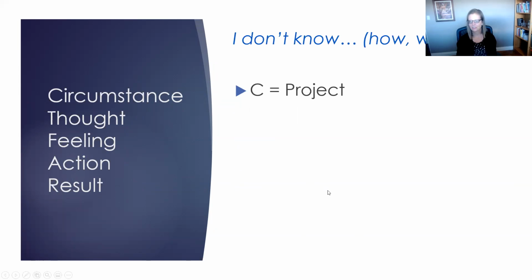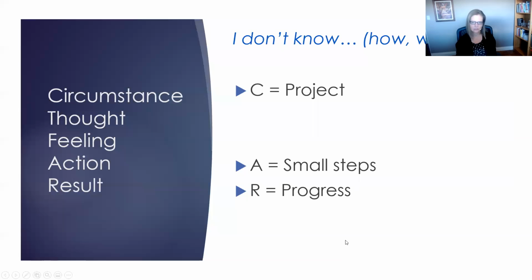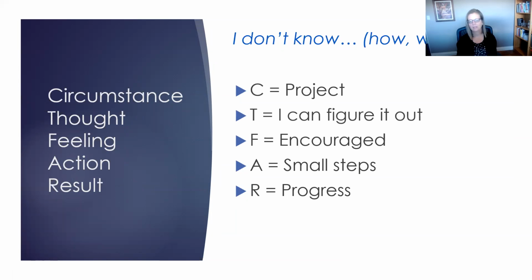So if I wanted to create a different result for myself, one of progress as an example, maybe my action is small steps. Maybe the feeling I need to take those small steps is encouraged. And maybe the thought is something like, I can figure this out. I used to work in strategy and agility, and so this thought really serves me well.